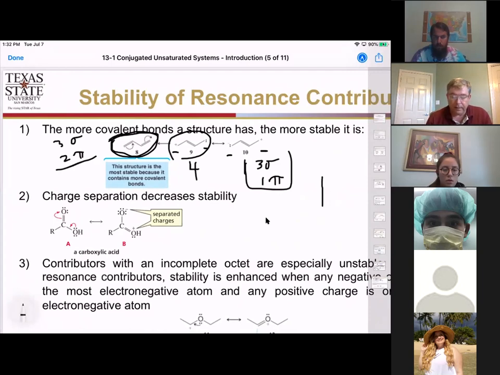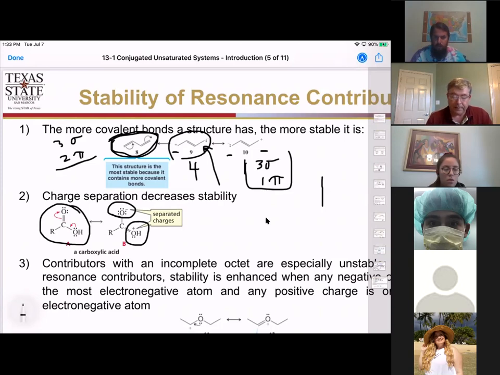So the other thing we see here is that charge separation actually decreases stability, okay? Because one side wants to act as positive, one side wants to act as negative, it actually decreases the stability. So having a resonance contributor that has both an anion and a cation in the same molecule is less stable than one that doesn't have that. In this case right here, if we did the resonance structure where we don't have charge separation, it is always more stable, okay?